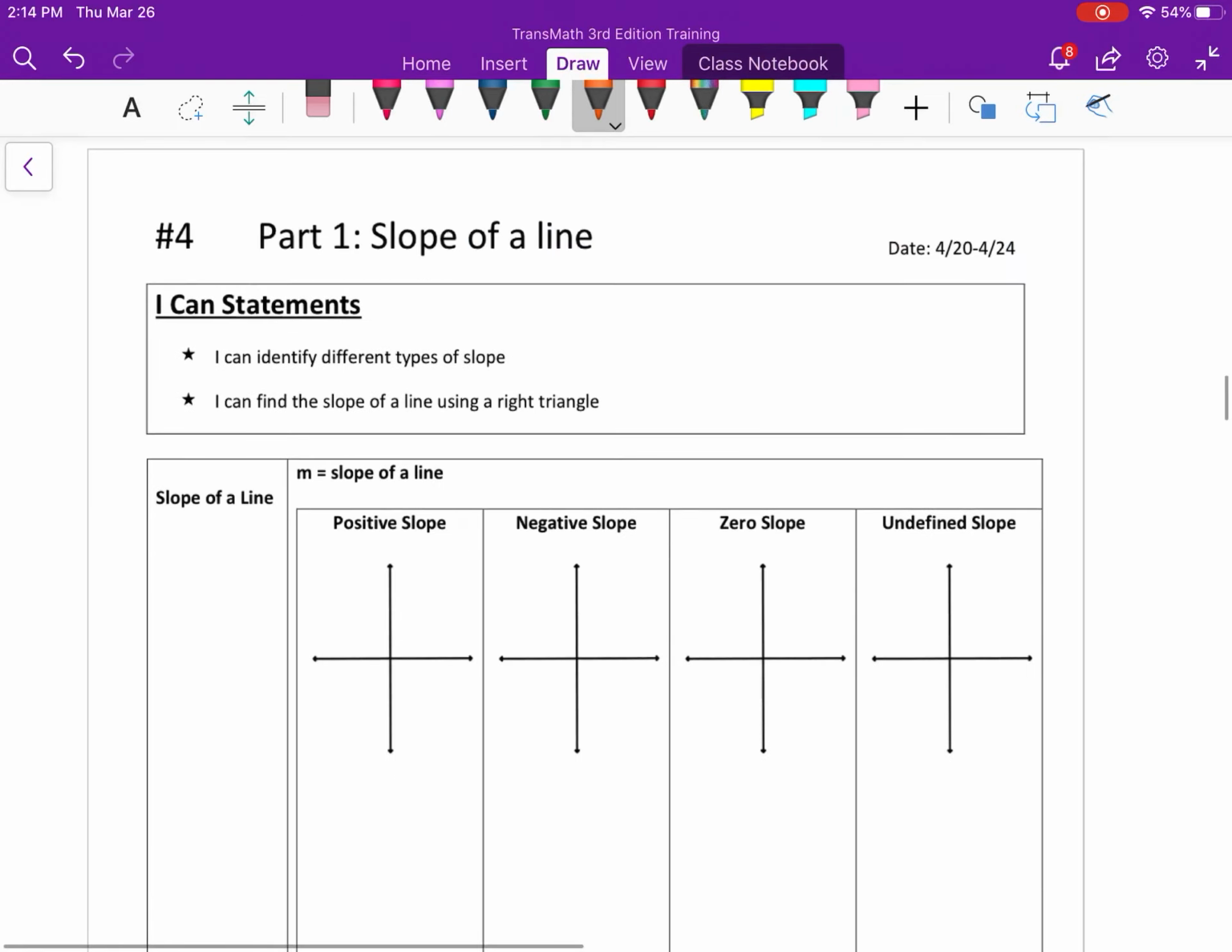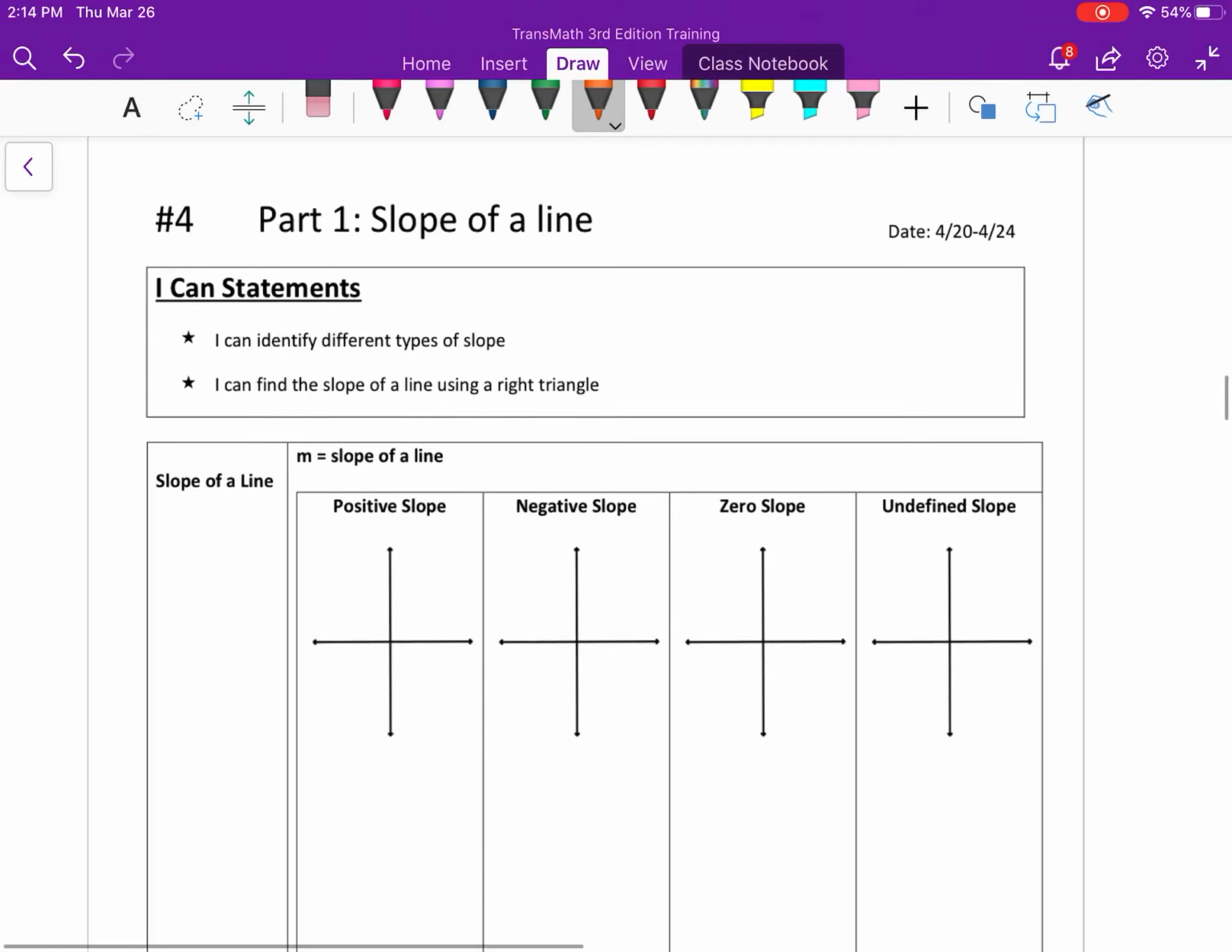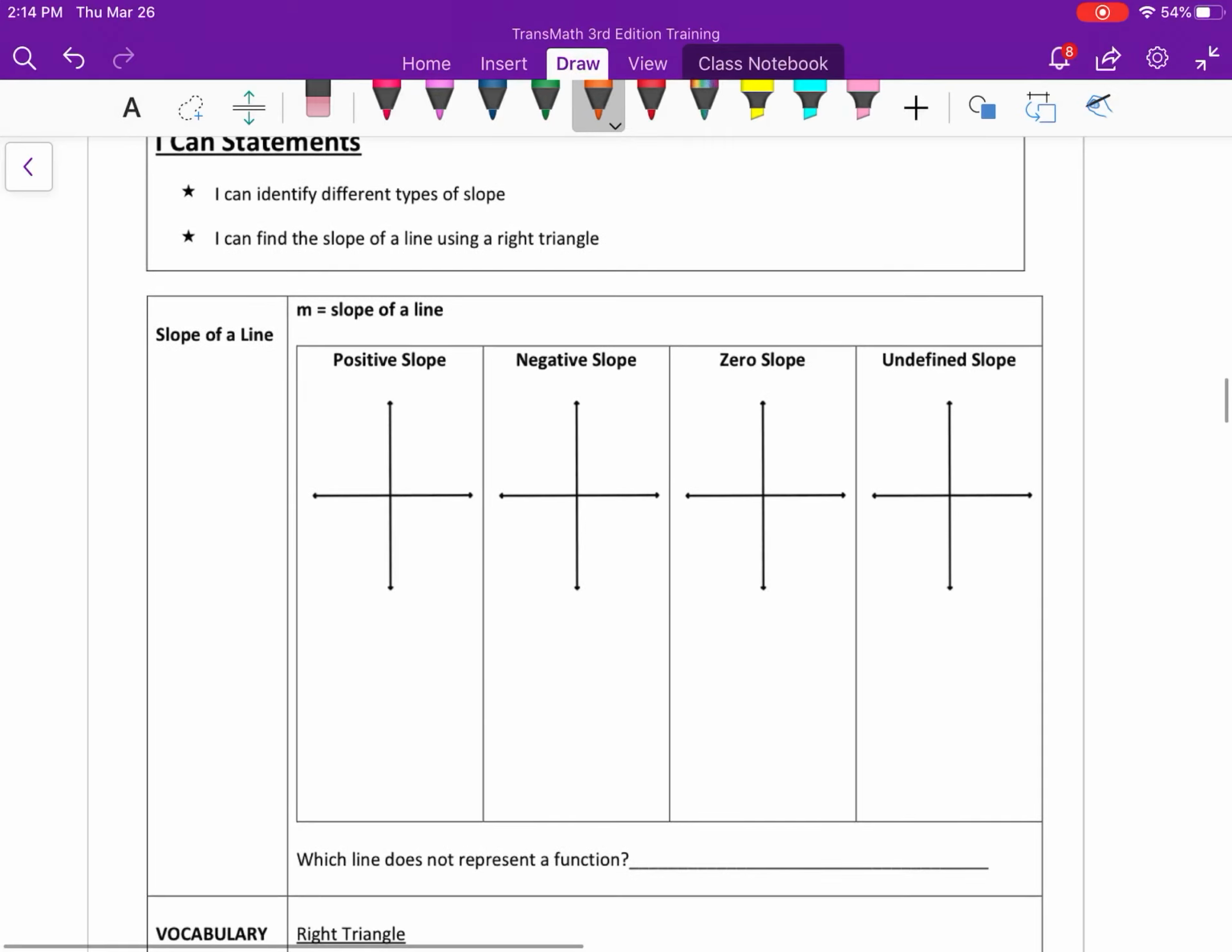This week we're going to focus on, it's kind of going to be split into 2 parts over the next 2 weeks. Part 1 is going to be the slope of a line. So just starting with basic slope, identifying the different types and finding the slope using a right triangle method that I'm going to show you.